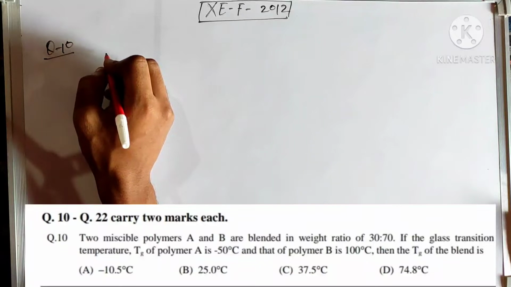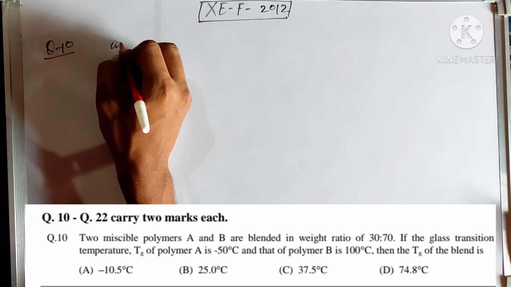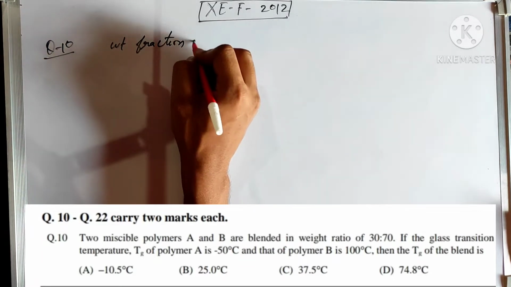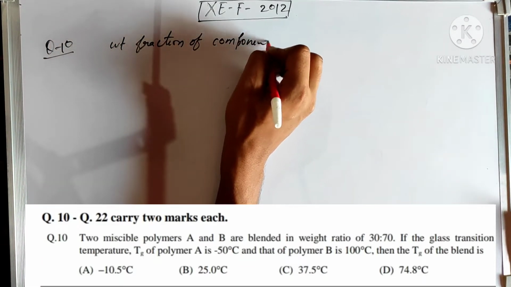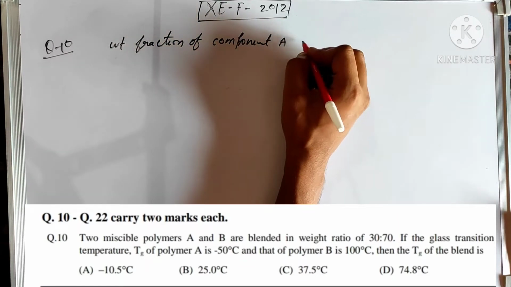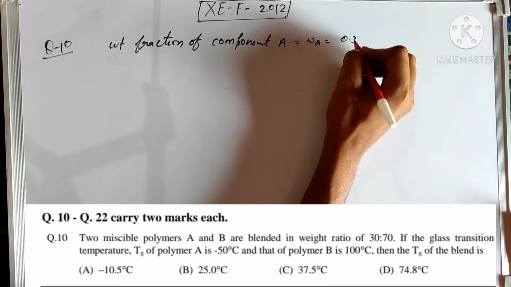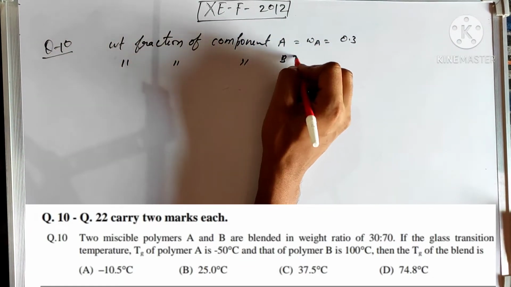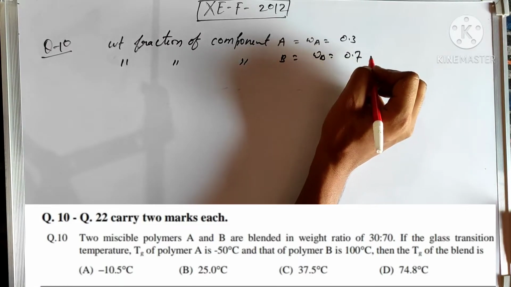The weight ratio of the components of the miscible blend is 30 to 70. So the weight fraction of component A is WA = 0.3, and the weight fraction of component B is WB = 0.7.